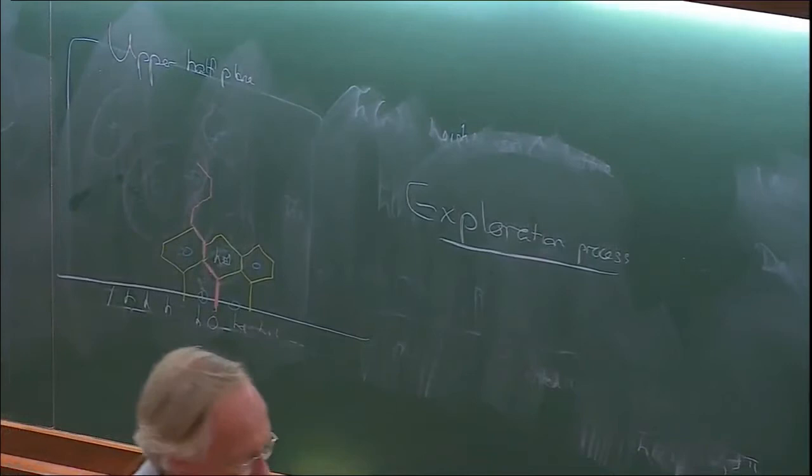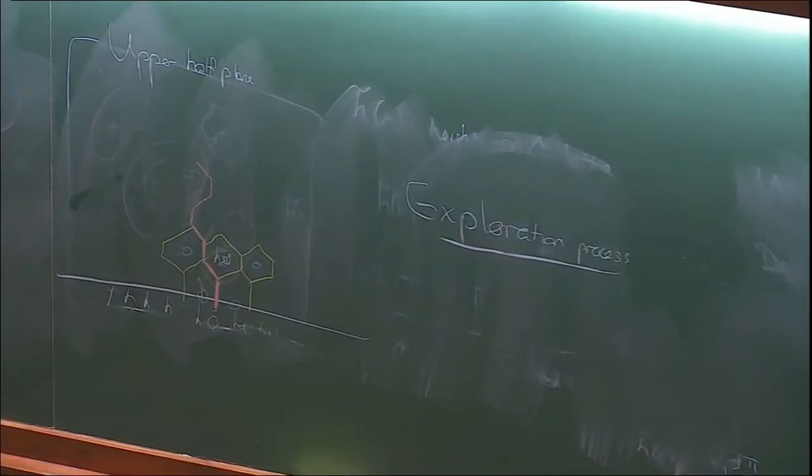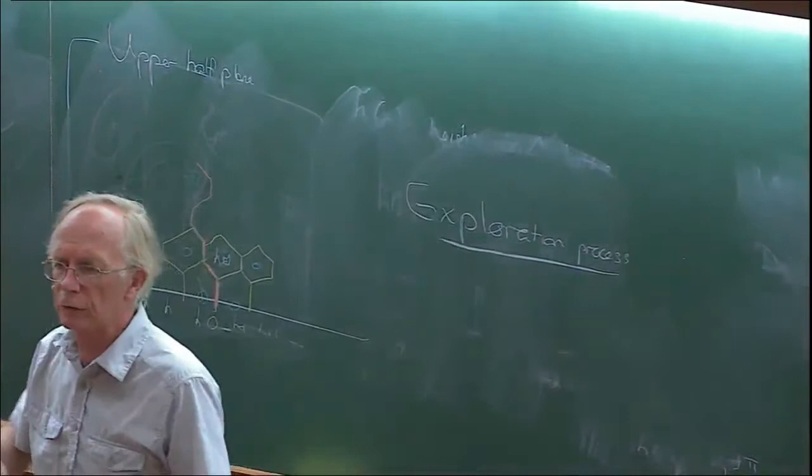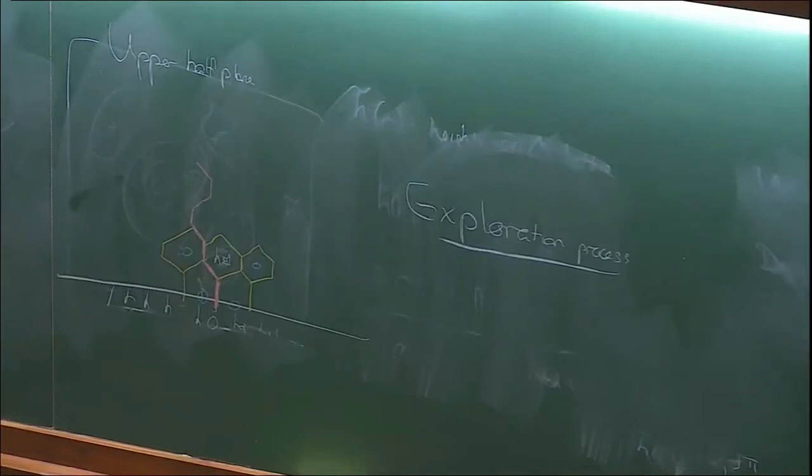I can imagine keeping on doing that, and this is what's called the exploration process. This is a dynamical way of growing the curve in time, which is guaranteed to reproduce the correct probability distribution for the curve once I let it run all the way to infinity.